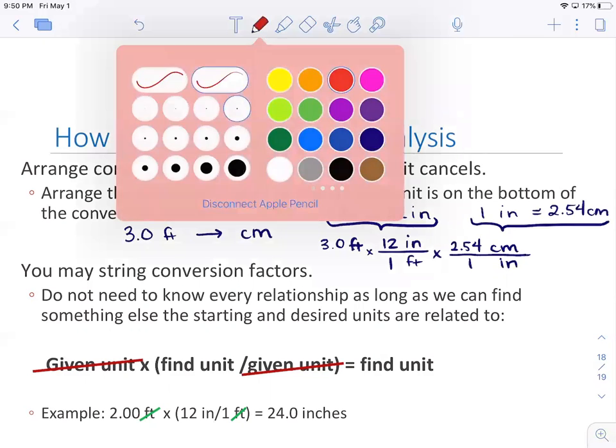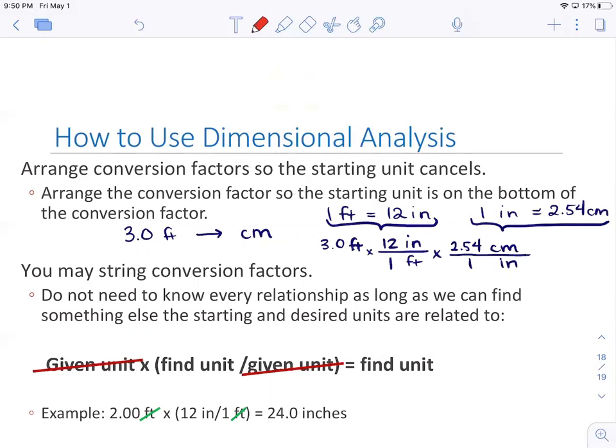Now double check. This is what it means by verifying. Feet cancels with feet. Inches cancels with inches. I'm left with centimeters in my numerator. Now I can go ahead and do that math. Now what's important is that when you're doing this math, you only are going to report the correct number of significant figures. When we look at our conversion factors, those are infinite values.